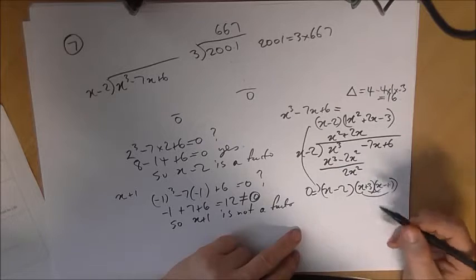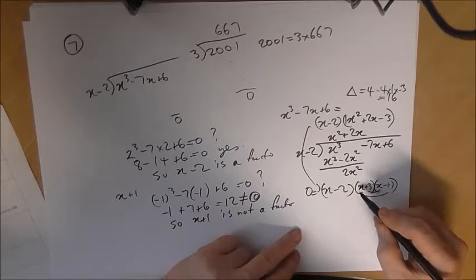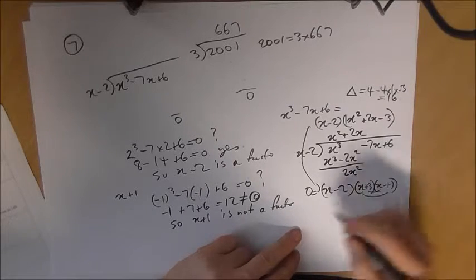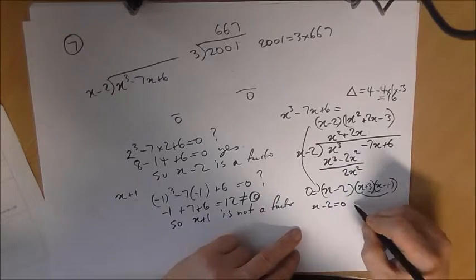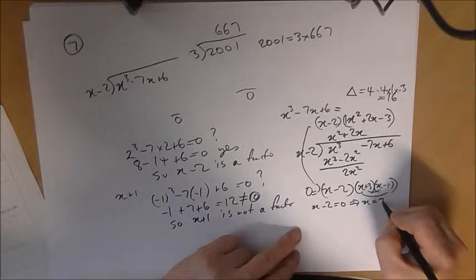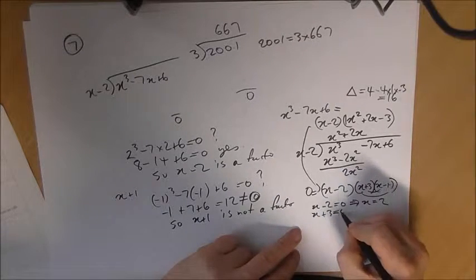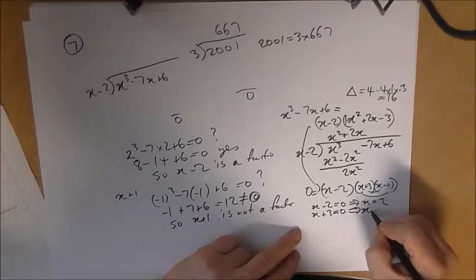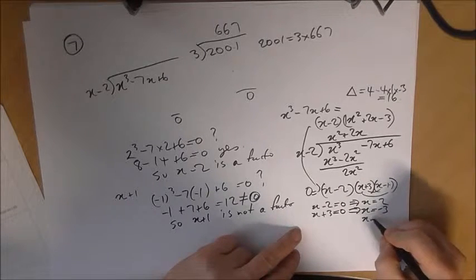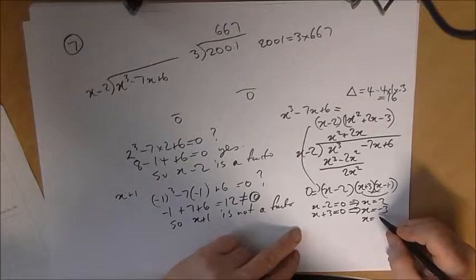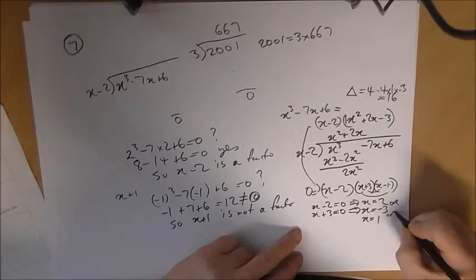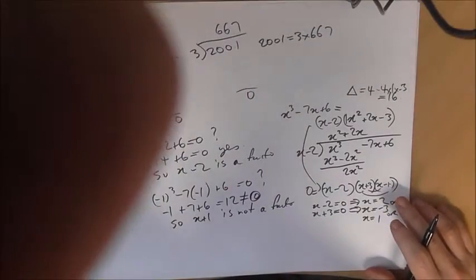Products coming out to be 0 is very special. That can't happen unless the elements of the product are 0. So x minus 2 equals 0 leads to x equals 2. x plus 3 equals 0. Solve that, you get x equals negative 3. And the final one is x equals 1. So there are our answers there. So that's question 7.